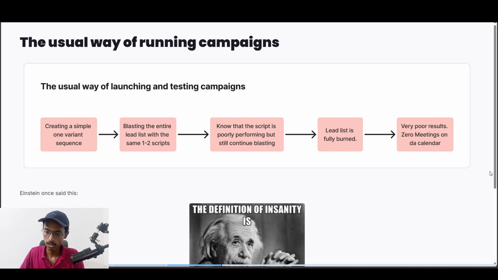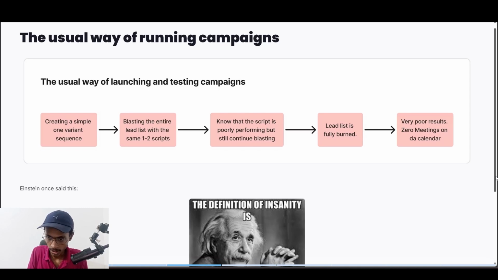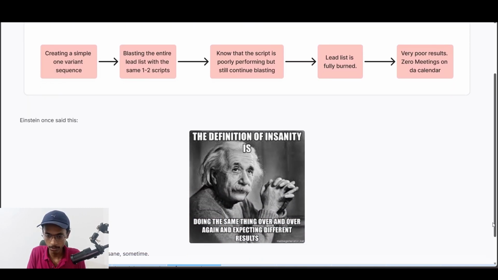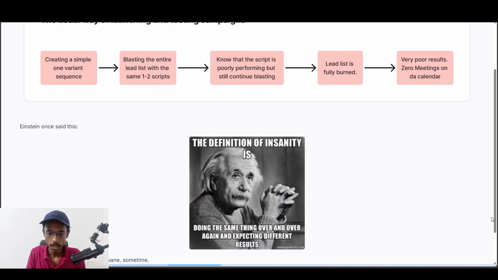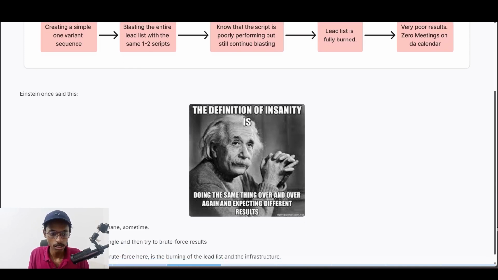Einstein once said this: the definition of insanity is doing the same thing over and over again, expecting different results. By this definition, a lot of us, including myself sometimes, are insane. You create one messaging script or angle and then try to brute force results. The only thing we've managed to brute force here is the burning of the lead list and the infrastructure.